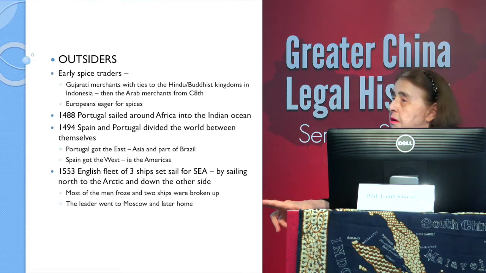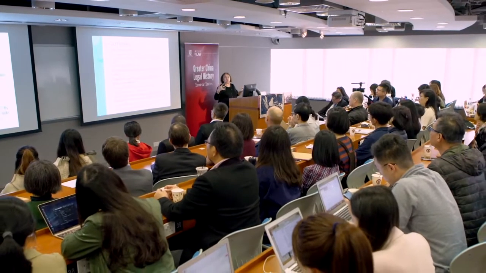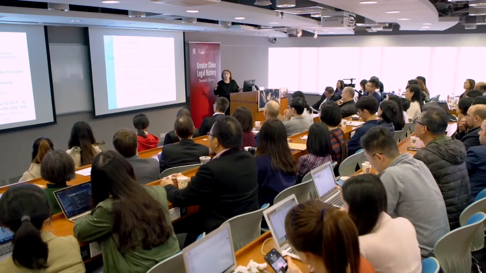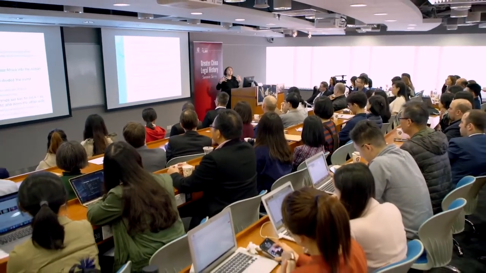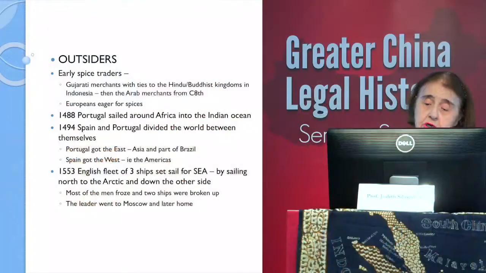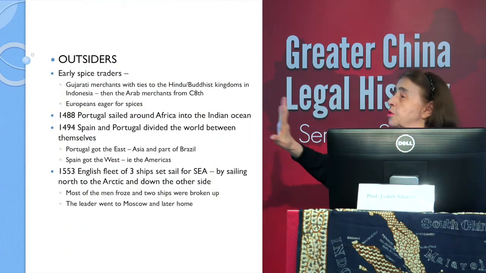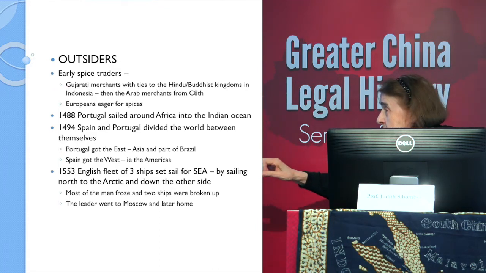Spain and Portugal, under direction of the Pope, divided the world between Spain and Portugal. Nobody else existed except Spain and Portugal and our colonies. So Portugal got the east, Asia and the west part of South America. Spain got the west, the Americas.